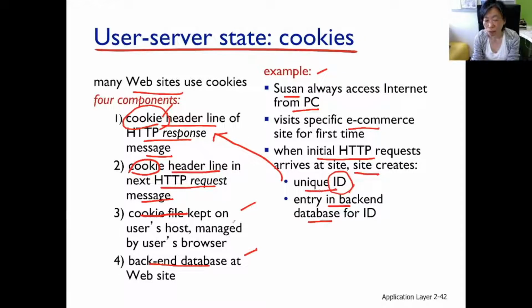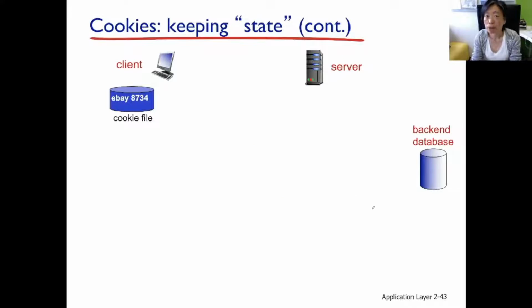So the local hard disk Susan has will have that entry set up in the cookie file. This will go back to the server, carrying also that special ID that Susan has already allowed to set up. And then at this point in time, the server would finally enter the entry to the backend database. So that's the way it works. Let me illustrate, so that you know clearly what's going on.